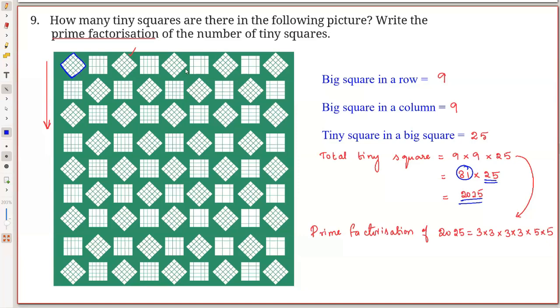Actually, here everything has 25 small squares. I have taken the image from some other website that is given like this. Actually every square has 25 small squares inside. Like this only the image is given in the book. So this image is wrong. Actually everything has 25.